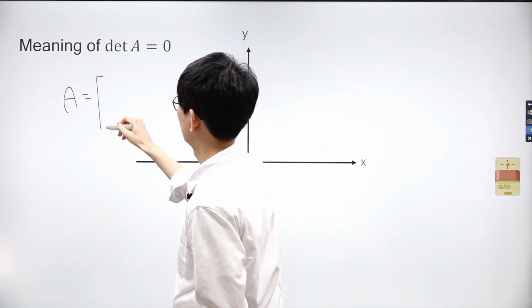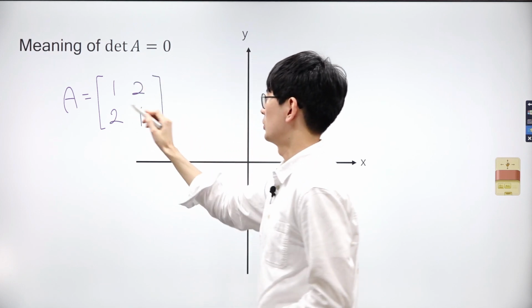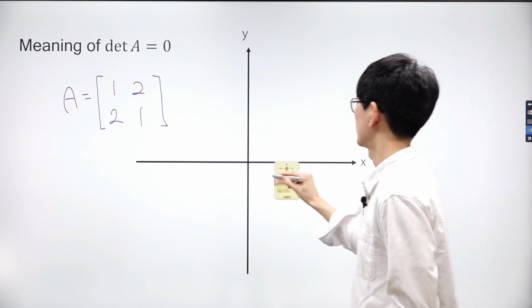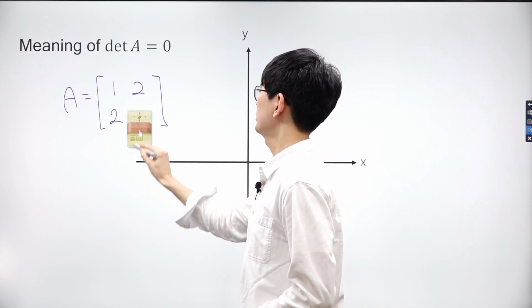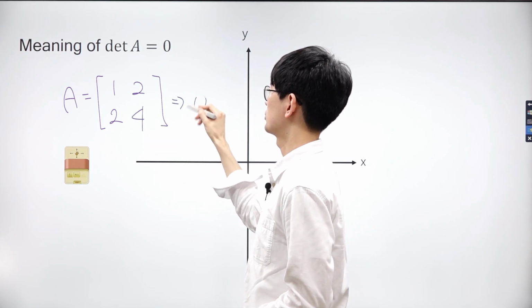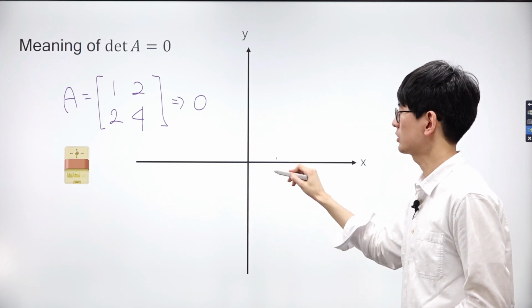Previously, we discussed a matrix A with values 1, 2, 2, and 1. We can set the determinant of matrix A to 0 by changing a value within A. Let's change the bottom right value from 1 to 4. Now the determinant of this matrix becomes 0.